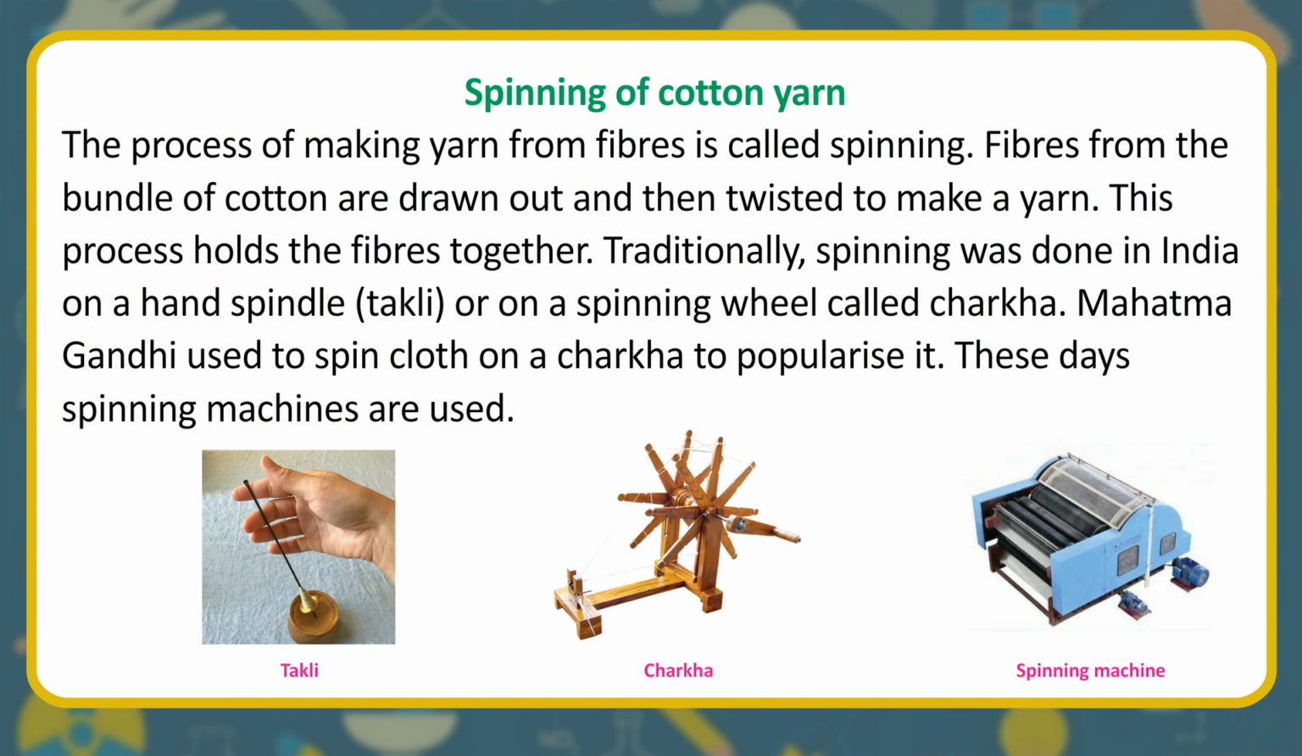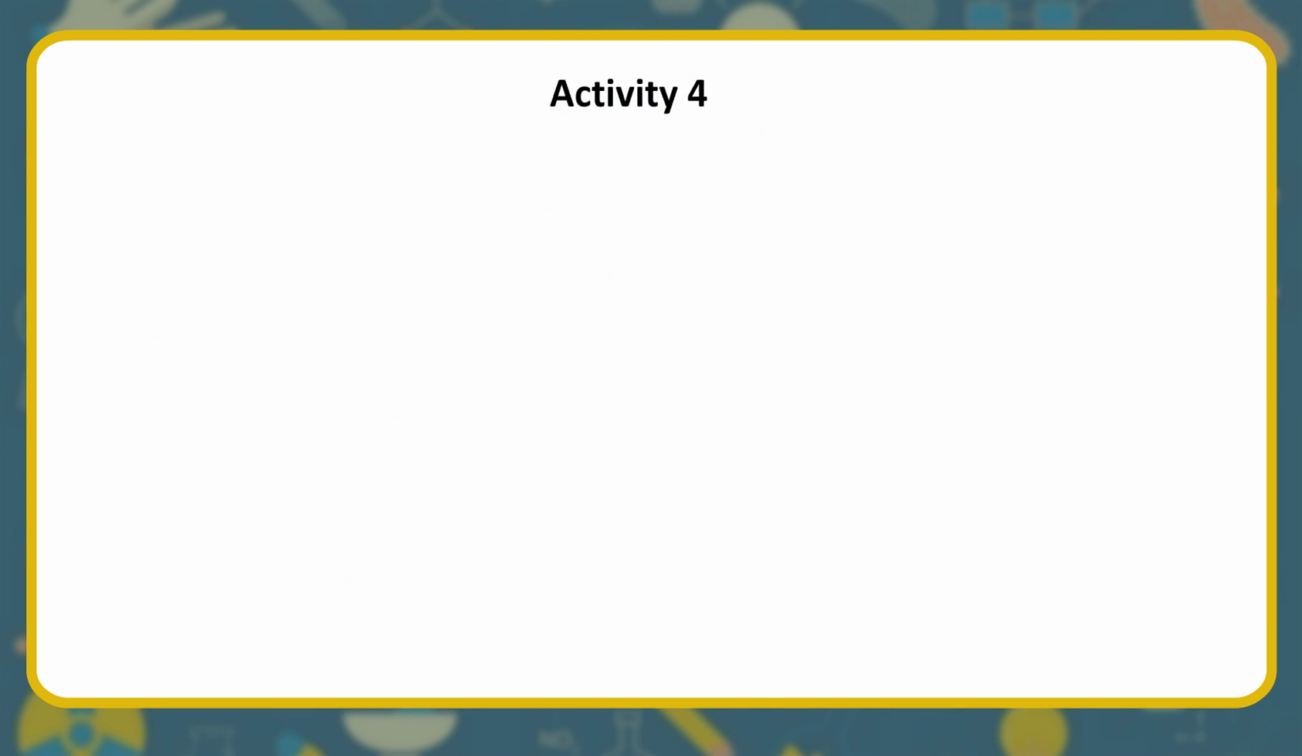Spinning of cotton yarn. The process of making yarn from fibers is called spinning. Fibers from the bundle of cotton are drawn out and then twisted to make a yarn. This process holds the fibers together. Traditionally, spinning was done in India on a hand spindle, takli, or on a spinning wheel called charkha. Mahatma Gandhi used to spin cloth on a charkha to popularize it. These days spinning machines are used.